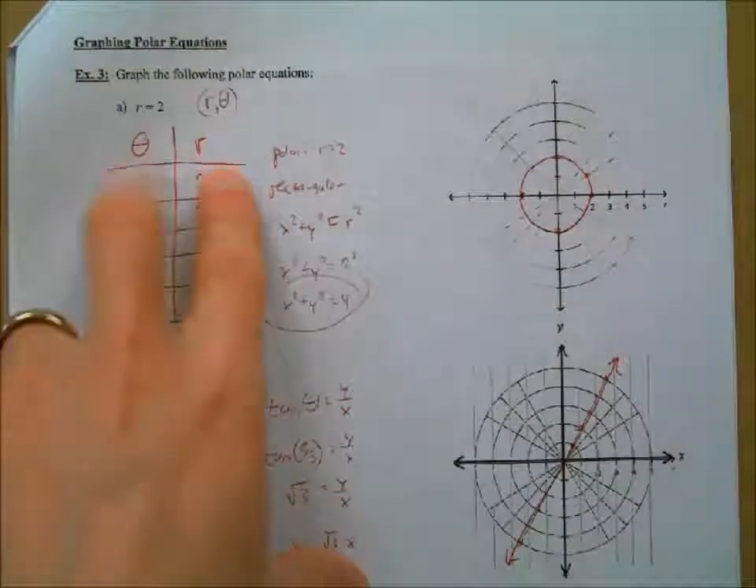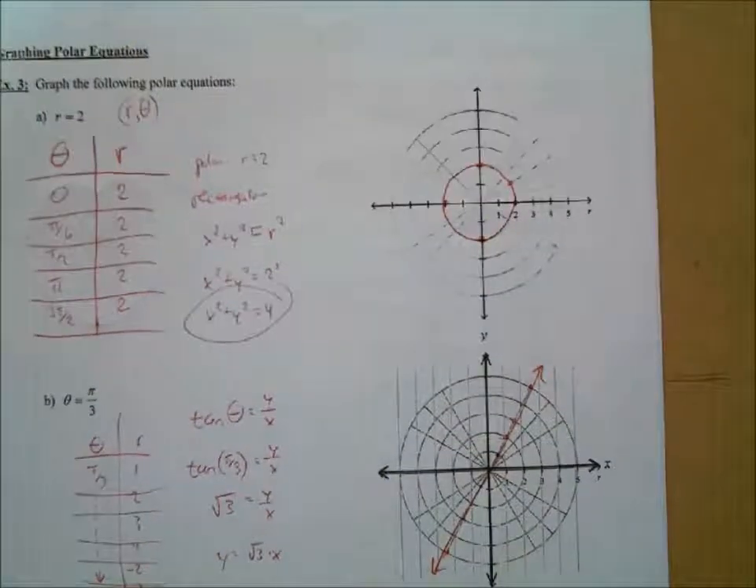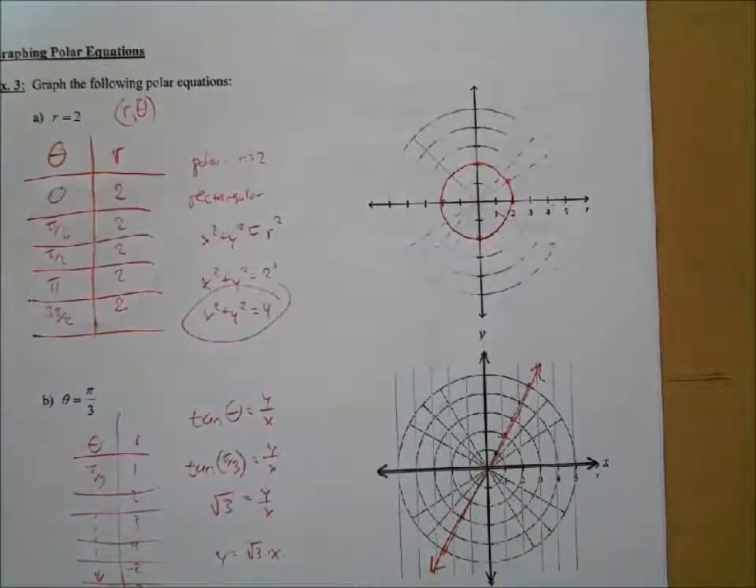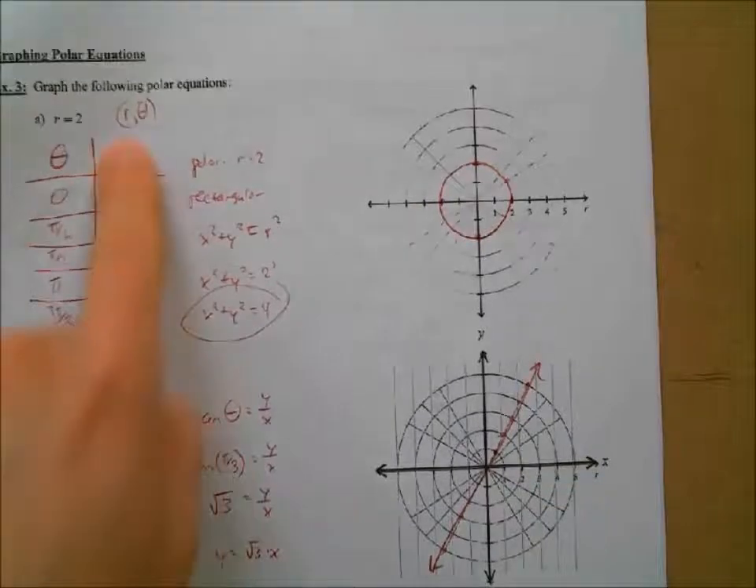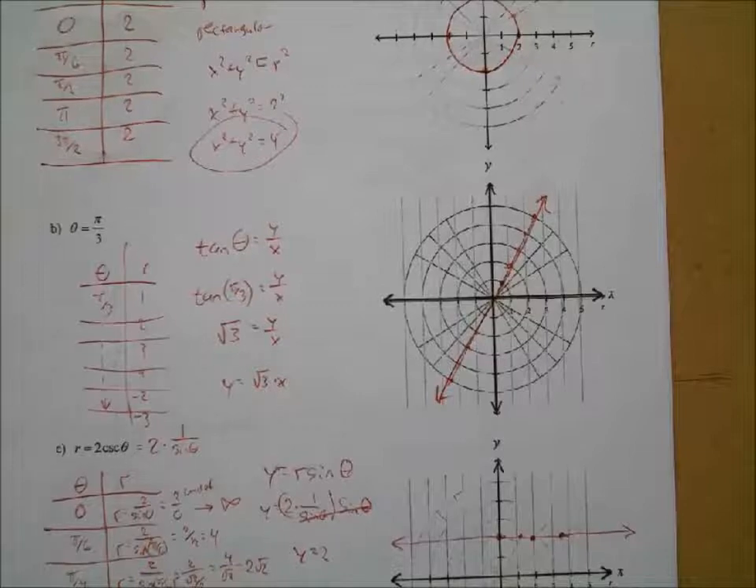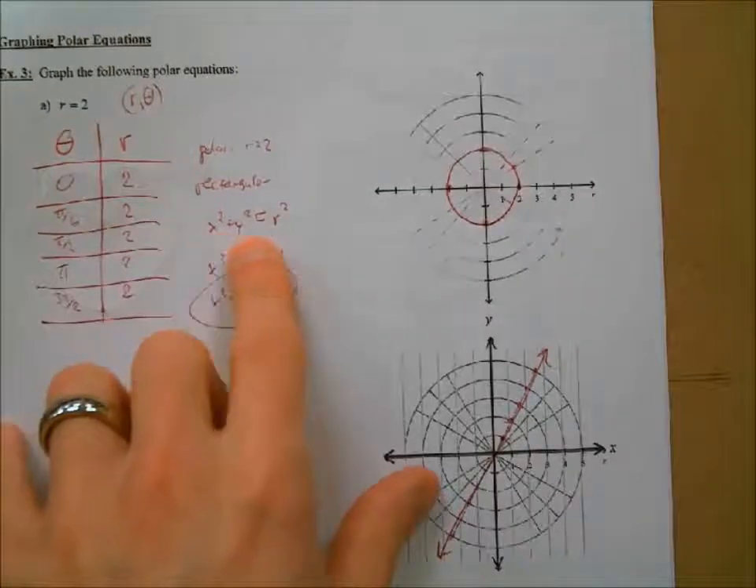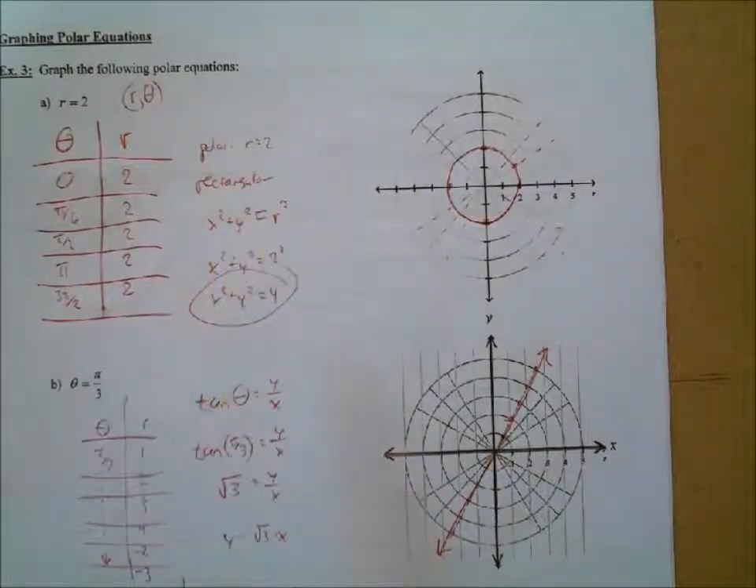Just when we made our table, r was always 2 no matter what angle theta we made, and so that created that circle centered at the origin, or the pole, with radius 2, which again, r equals 2. It's like, duh. Okay? And we converted that into rectangular using that relationship that we had from before, where x squared plus y squared was r squared.